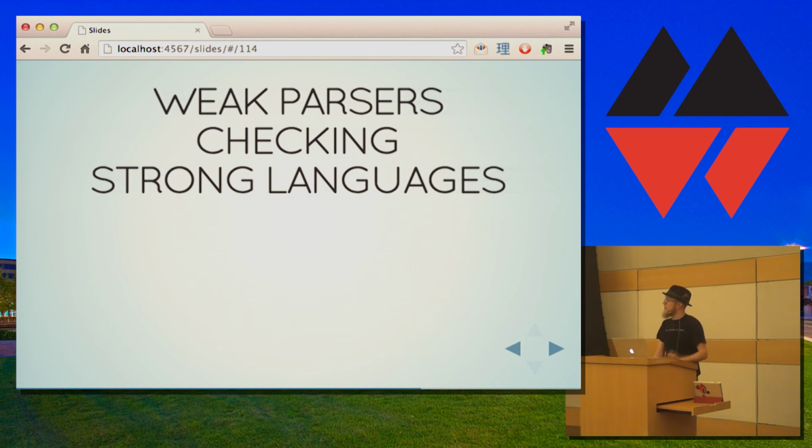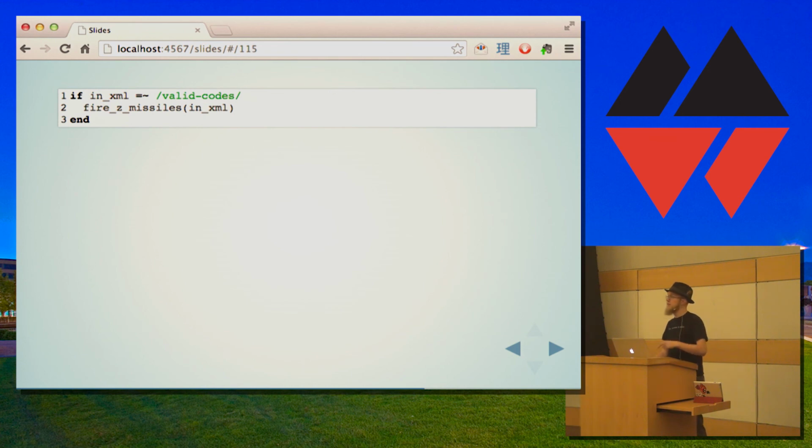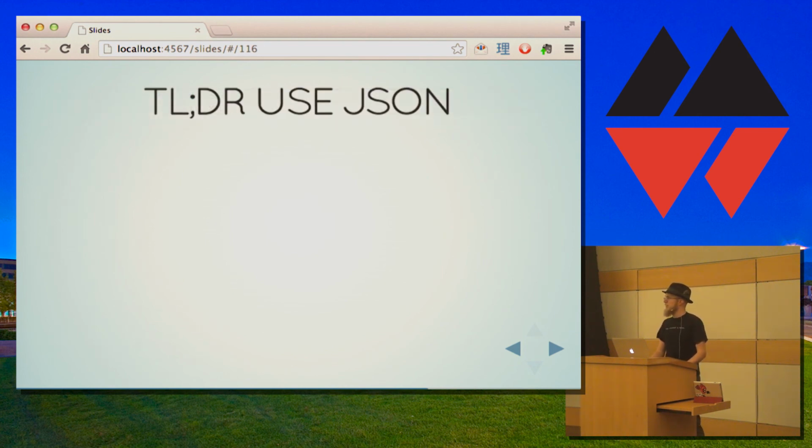And then the other thing is that you don't want to use parsers that are weaker than the language that you're trying to parse. This is the classic don't parse XML with regular expressions, because regular expressions describe regular languages, and XML is not a regular language. So if you try to do that, you will end up in an unexpected state in your program. If you're trying to validate that the right codes are being sent and you use a regular expression, you will fire the missiles. TLDR, use JSON. It's deterministic context-free, and it's mostly okay.